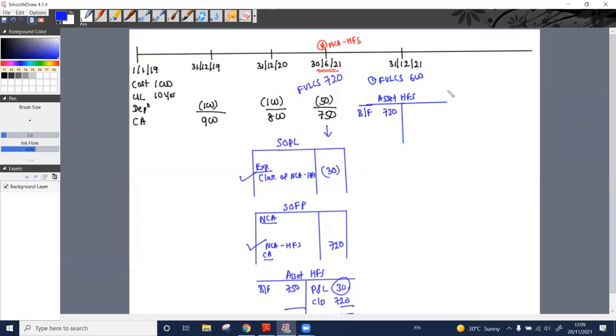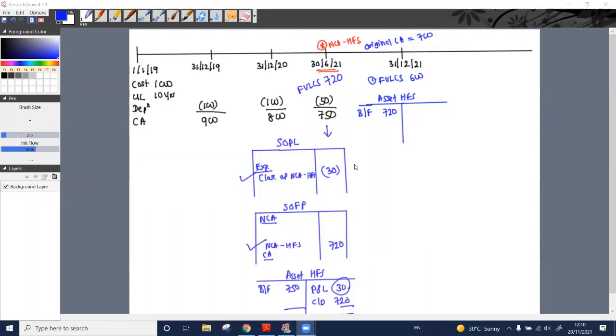When it comes to subsequent measurement, we should measure it at what value? Right. At the lower of original carrying amount and fair value less cost to sell. Fair value less cost to sell is 600. What is the original carrying amount? By now, after how many years? 2019, 2020, 2021. After 3 years. So what is the original carrying amount? That is 700.